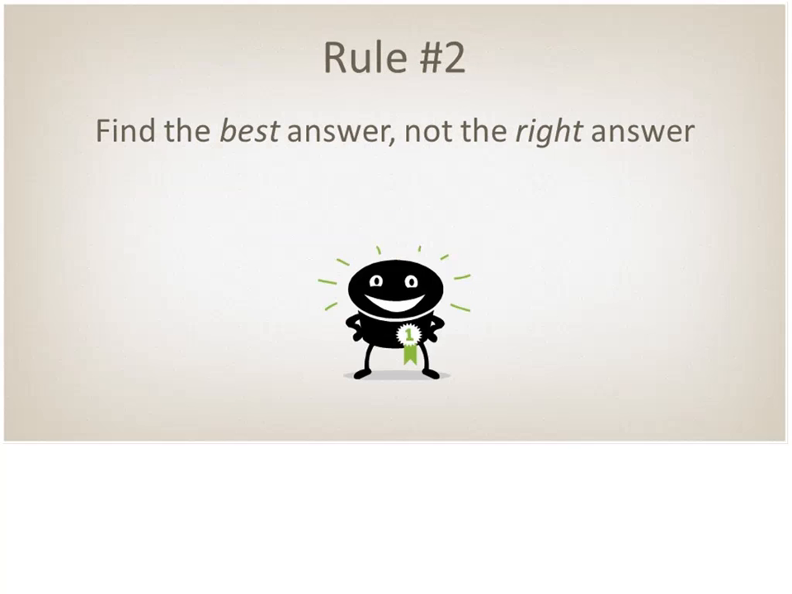Rule number 2, find the best answer to the question, not necessarily the right answer. The thing that I love about Dynamics CRM the best, and what has really made me a fan over the years, is there is not always one way to do things. In more cases than not, there are 5 ways to do something. But given the situation, given the customer, given the business requirements, one of those 5 answers is going to be better than the other 4. It is your job as an architect to find the right answer to the question.